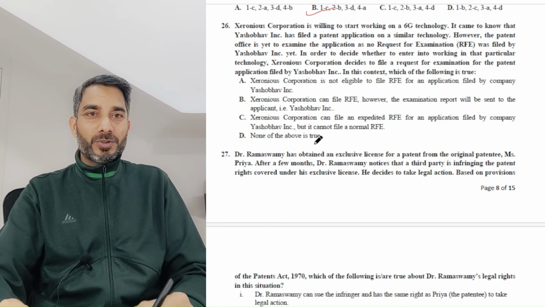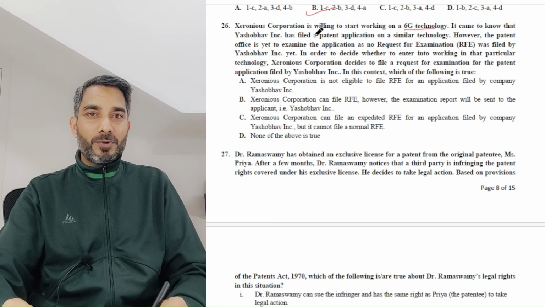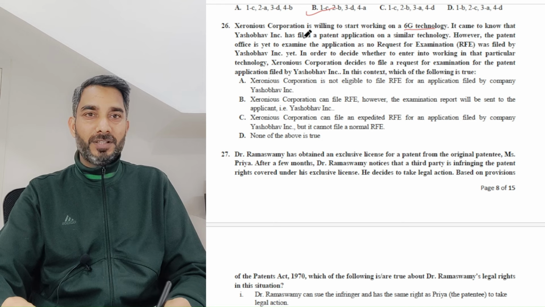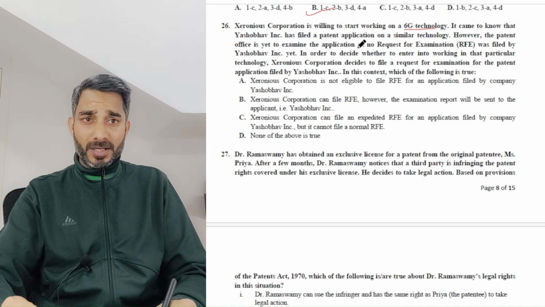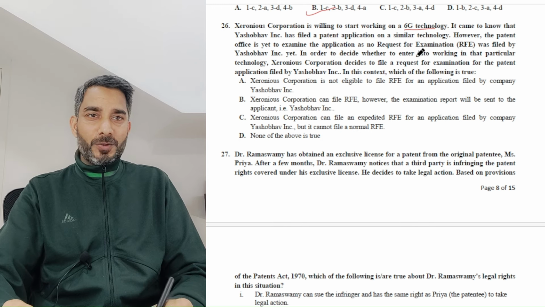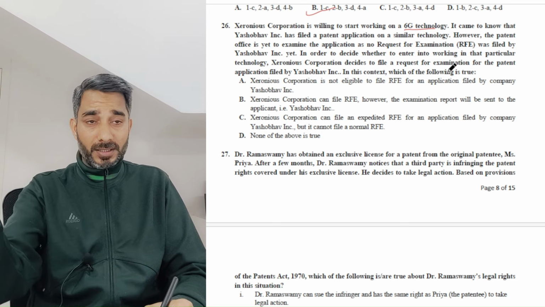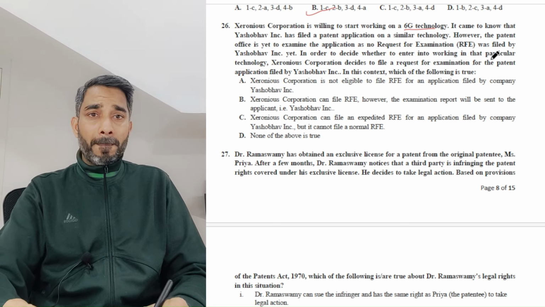Xeronius Corporation is willing to start working on 6G technology. Good time. It came to know that Yashobhav has filed a patent application on similar technology. However, the patent office is yet to examine the application as no RFE is filed. In order to decide whether to enter into working in that technology, Xeronius Corporation decides to file a request for examination. Yes, they can do. A person interested can file a request for examination for another application as well. In this context, which of the following is true?